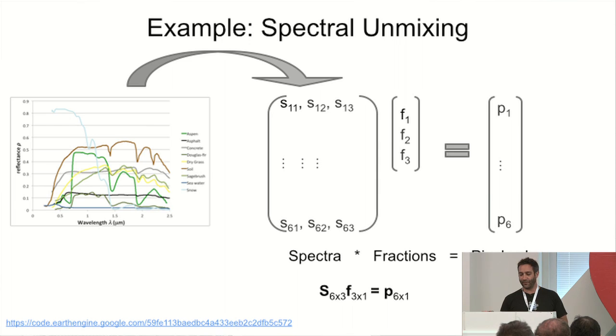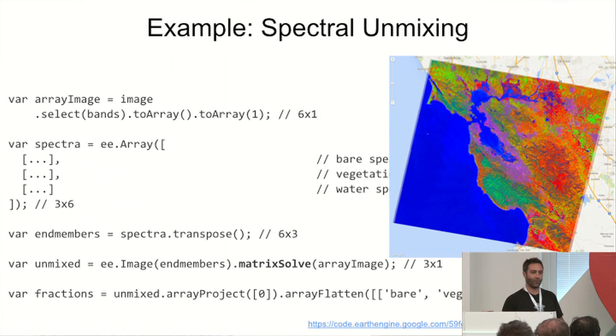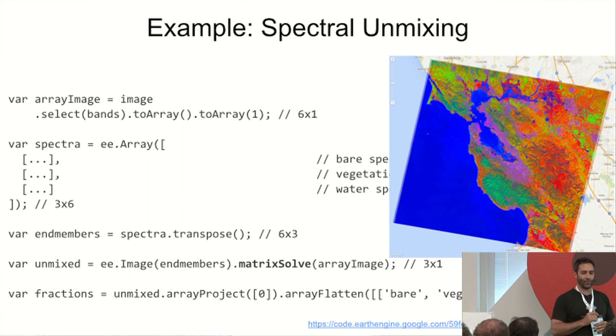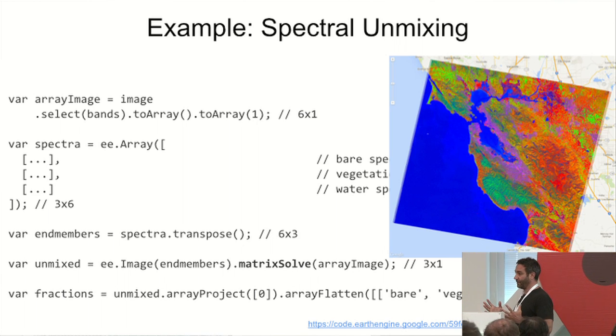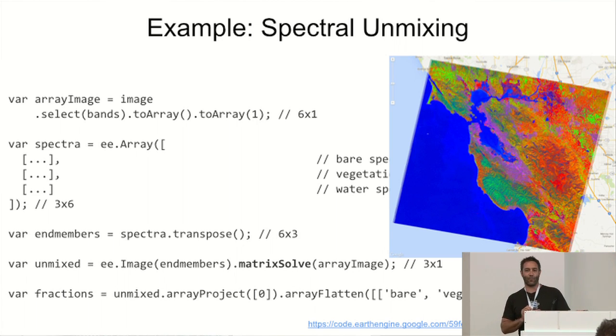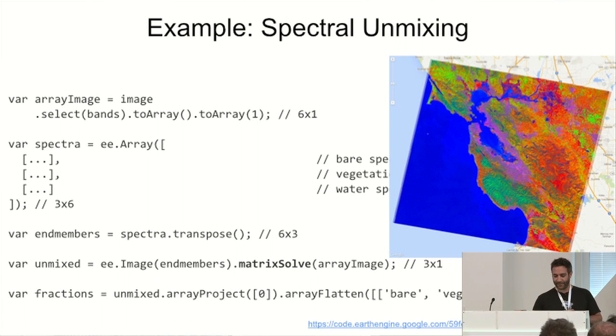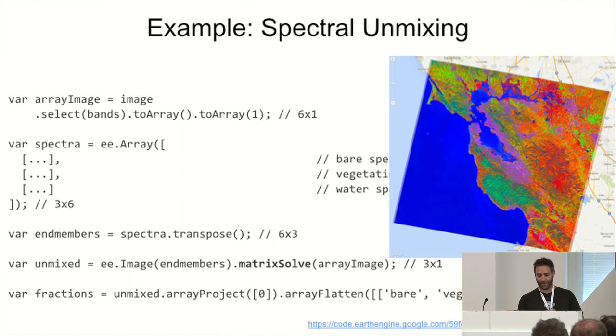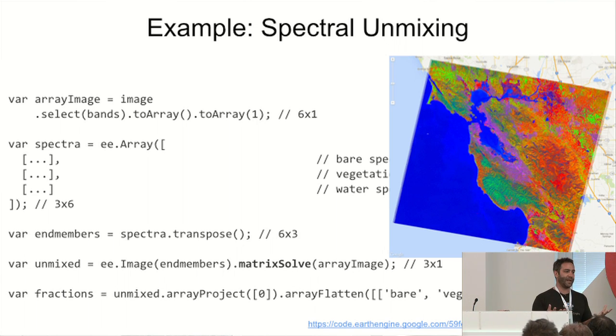And so that should let you get the terms into the right order in order to actually solve that thing for what you think you're solving for. Specifically, you're solving for those f's, those fractions. And when you solve for the f's in that little equation, what you get out the other end is a 3x1 matrix. So we have to do the little trick, we call array project, to go from a 3x1 matrix to a length 3 vector in each pixel, and then we call array flatten on that in order to turn our length 3 vector into a 3-band image.